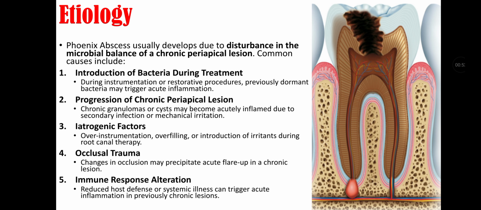Etiology: Phoenix abscess usually develops due to disturbances in the microbial balance of a chronic periapical lesion. Common causes include introduction of bacteria during treatment, that is, during instrumentation or restorative procedures. Previously dormant bacteria may trigger acute inflammation. Second cause may be progression of the chronic periapical lesion, as chronic granulomas or cysts may become acutely inflamed due to secondary infection or mechanical irritation.